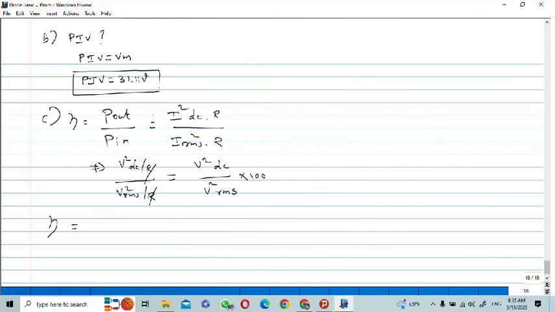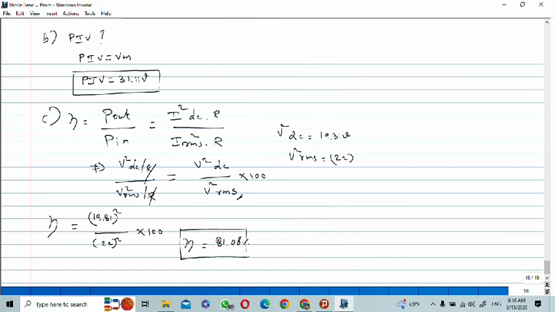So already we know V_DC and V_RMS. Here I will write V_DC equal to 19.8 volt and V_RMS equal to 22 volt. So I am going to substitute in the formula: 19.8 whole square over 22 whole square, multiplied with 100. So finally we are going to get eta equal to 81.08 percent efficiency. Eta equal to 81 percent efficiency.